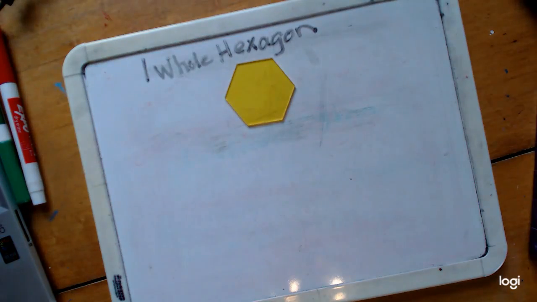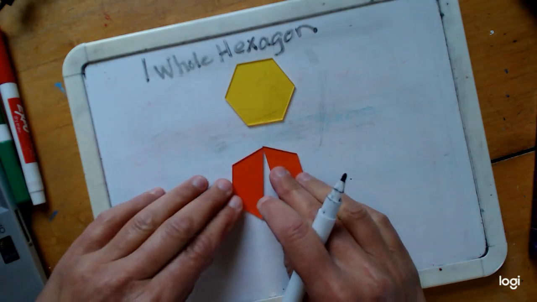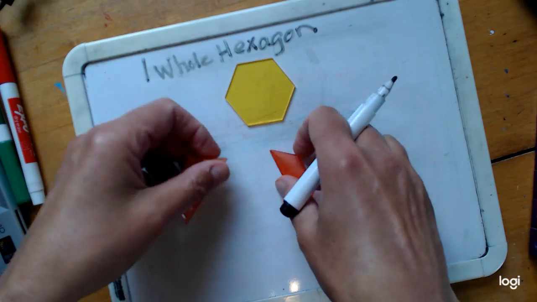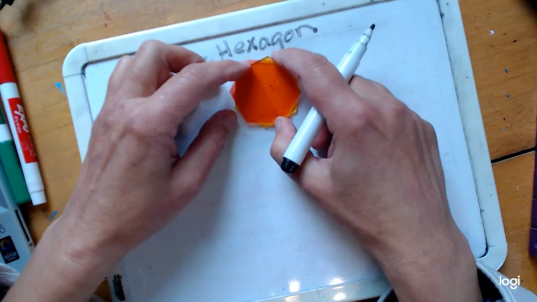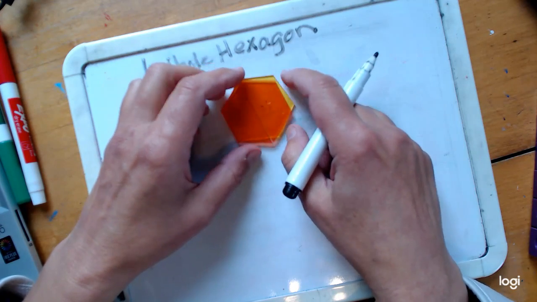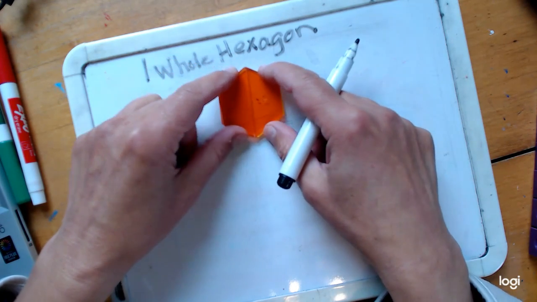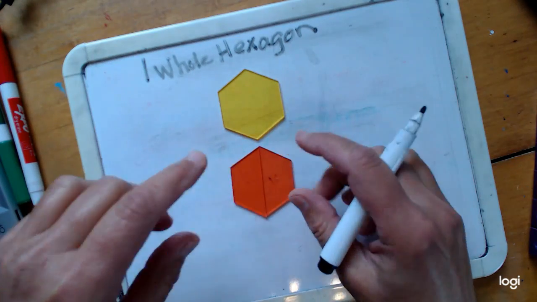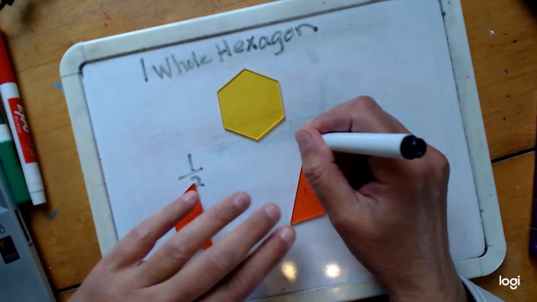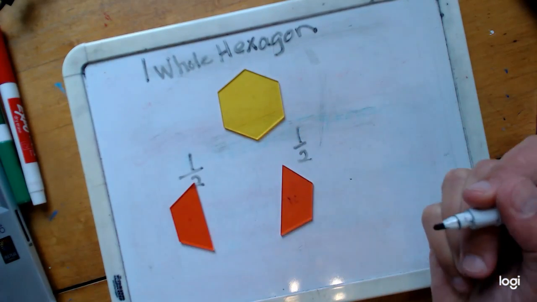So now let's break this hexagon into parts. So we're going to use a couple of different ways, okay? We're going to still use our halves, because 2 red parts, let's put it on right here, 2 red parts make one whole, right? So this is 1/2 of a hexagon, 1/2 of a hexagon.